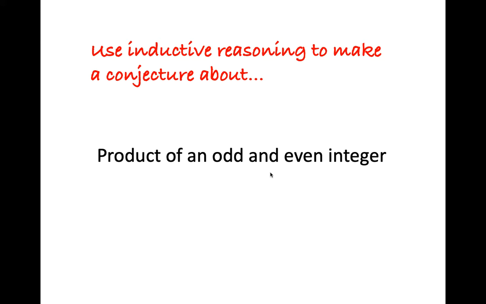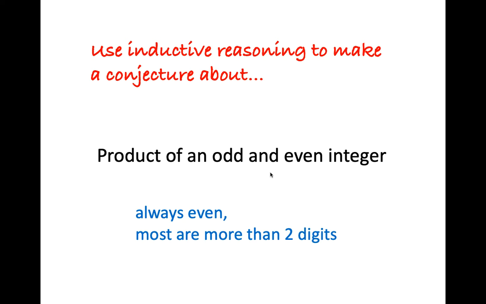Okay, so it says use inductive reasoning to make a conjecture about these things: the product of an odd and even integer. Well, if we keep playing with that, it looks like they're always even, or most are more than 2 digits, etc.